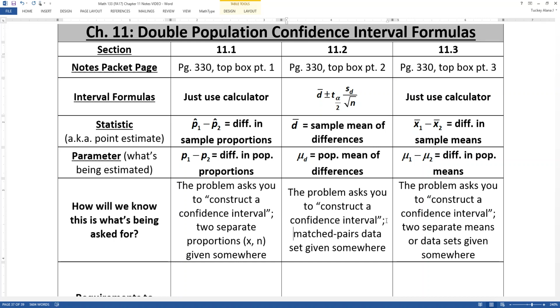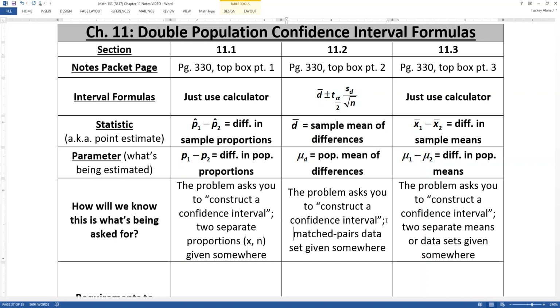Now 11.3 is going to talk about means, but they're different data sets that are not related in the same way a matched pairs data set is. So maybe one column is longer than another. That's kind of a red flag that you're dealing with independent samples. And they'll talk about the means, or they'll talk about the data set, and it's an independent data set, but it's not talking about proportions, because proportions would be an 11.1 problem.